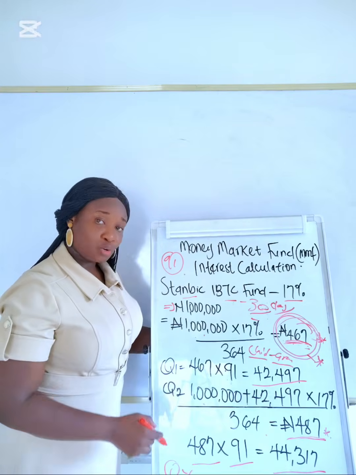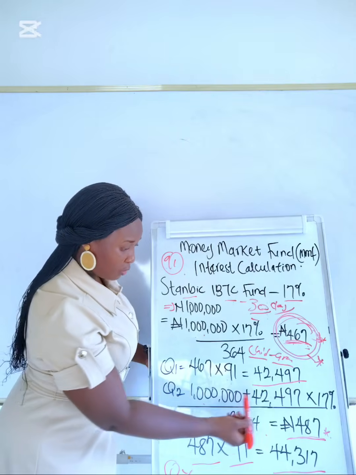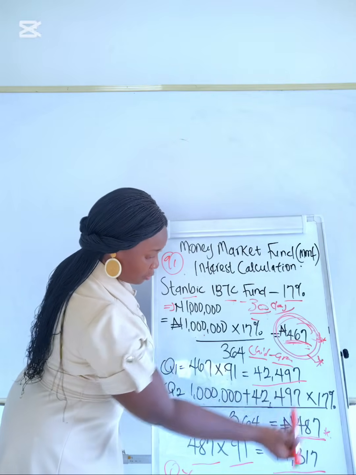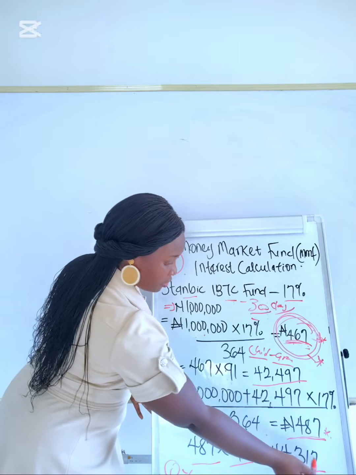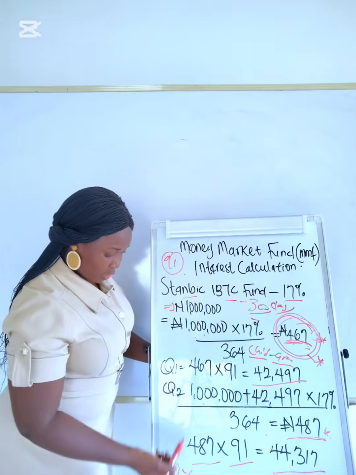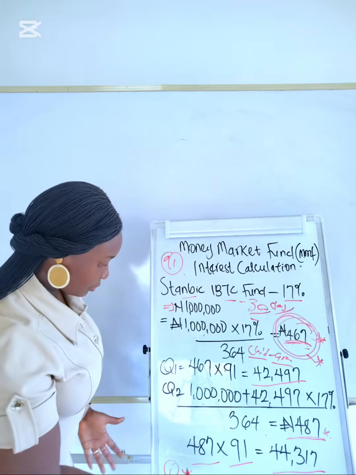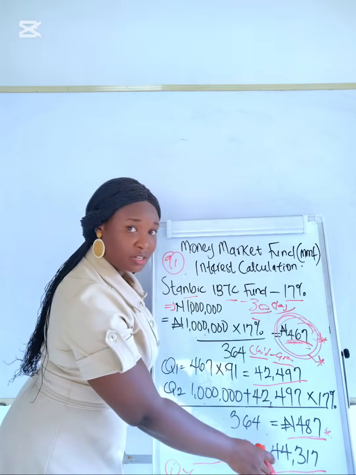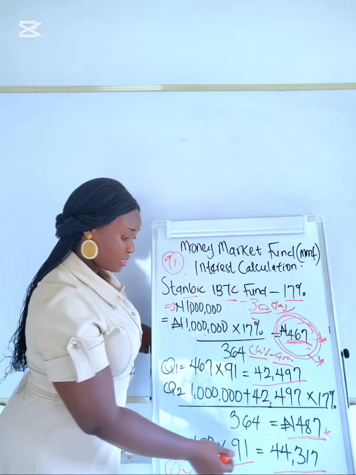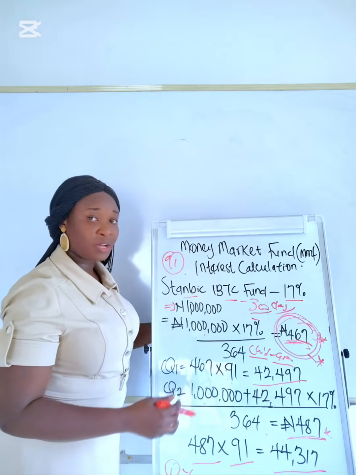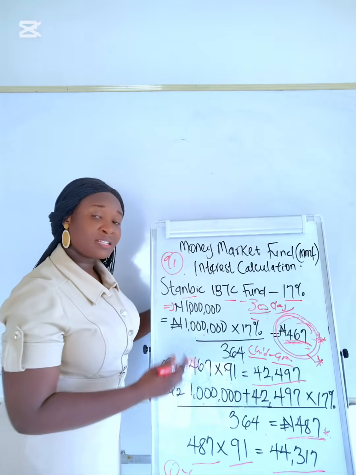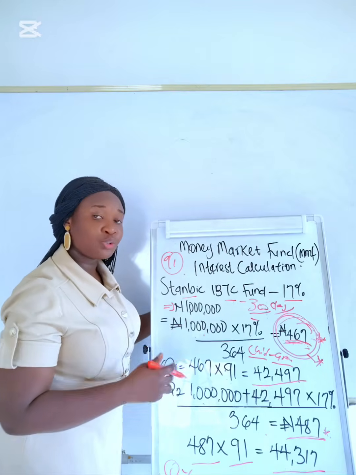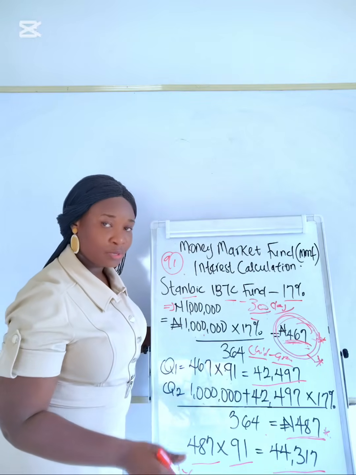Now, if you go to the third quarter, you have your 1,042,497 plus 44,317. So with this, your new capital should be around 1,087,000 naira. So for the third quarter, 1,087,000 naira plus is going to be your new capital. Before you know it, this is how your interest begins to yield more interest for you every quarter.